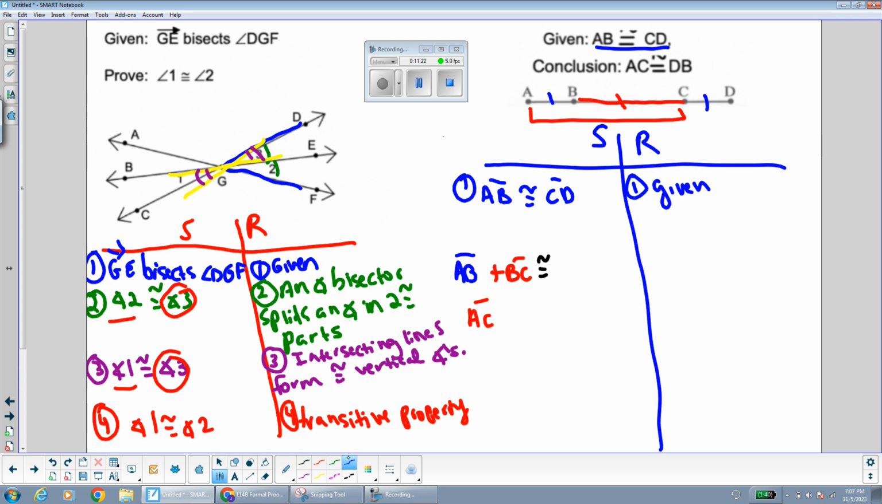We're also starting with information about CD. And we're trying to make DB, to get information about DB. So we have to think about what are we going to add on to DC, what are we going to stick on to the end of it, so that we go from just having DC to having DB. And you might say, well, if I start with DC and I add on CB, then I get the full segment DB that I'm looking for. And that is addition postulate. I'm going to write that down here.